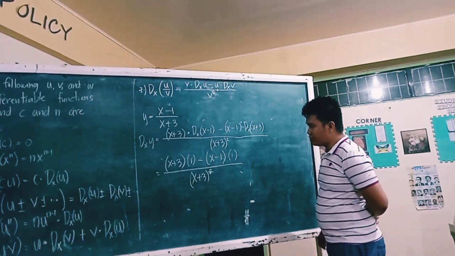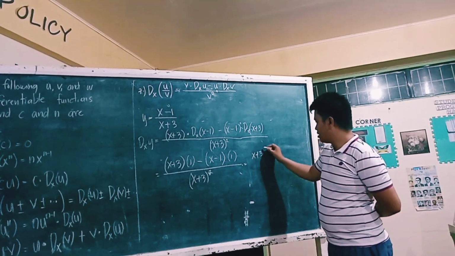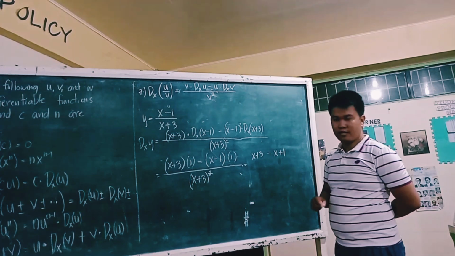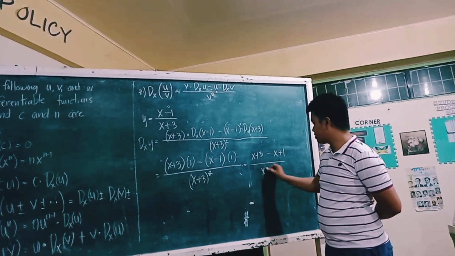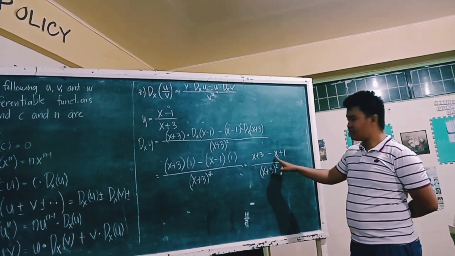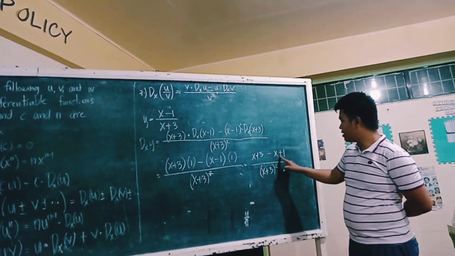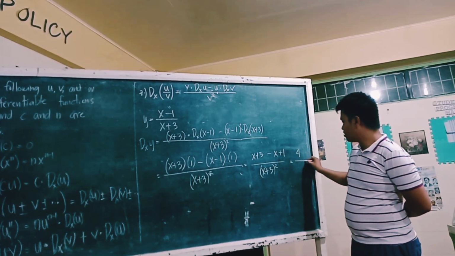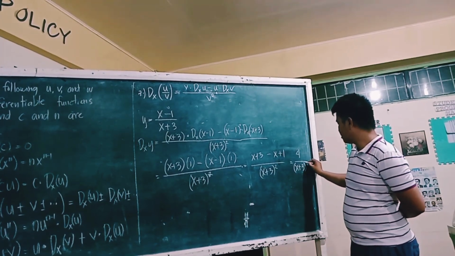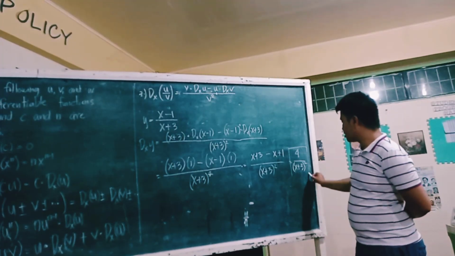So, simplifying, we got x plus 3 minus x plus 1 all over x plus 3 quantity squared. So, x minus x is equal to 0. 3 plus 1, we have 4. So, the derivative now is 4 all over x plus 3 quantity squared. And this is now the answer.